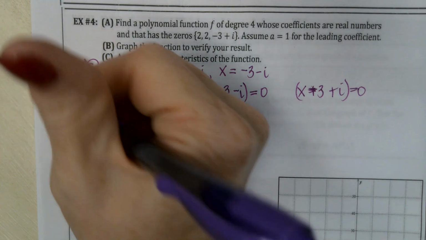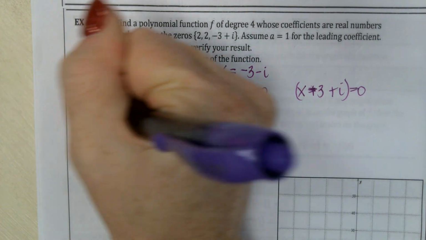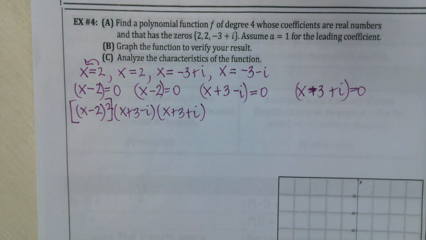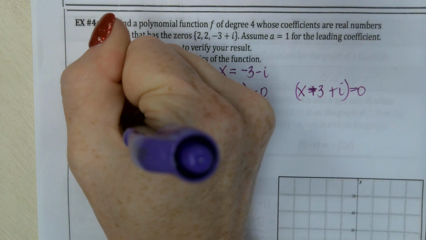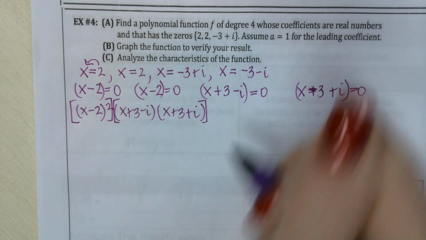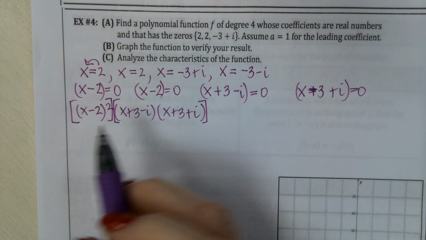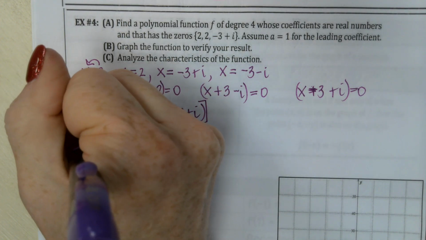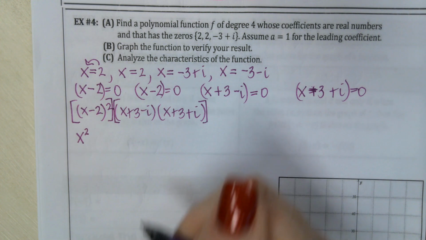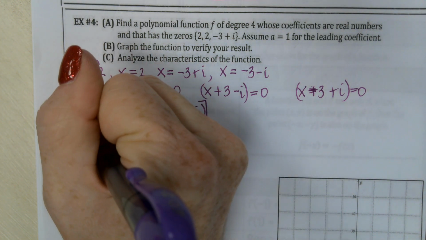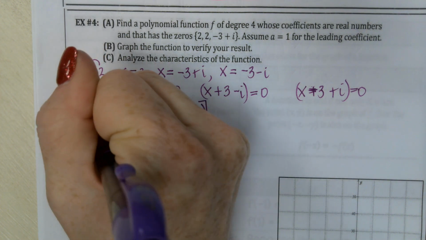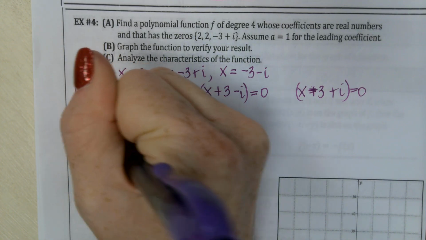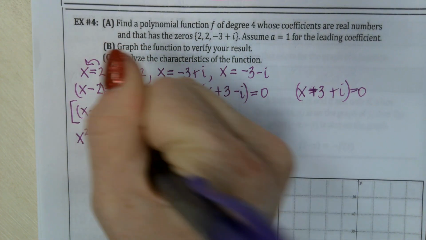All right, here we go. I want to multiply these together. So I'm going to start right here. I'm going to multiply that together, and then I'm going to multiply these together. This one, I know that it's x minus 2 times x minus 2. If I do the distributive property, that's going to give me x squared minus 4x plus 4.